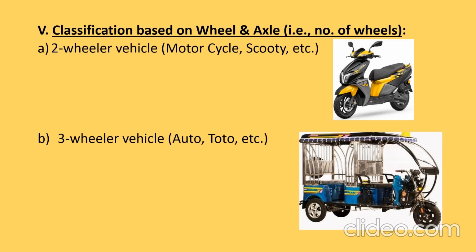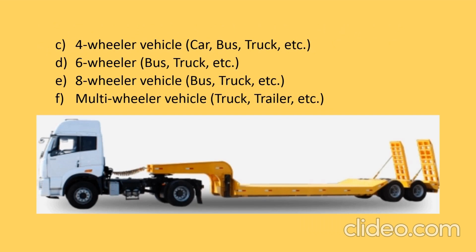Then next, the classification of vehicle based on wheel and the axle, that is the number of wheels the vehicle has. Two-wheeler vehicle like motorcycle, scooty, etc. Three-wheeler vehicle like auto, toto, etc. Four-wheeler vehicle like car, bus, truck, etc. Six-wheeler, some buses have 6 wheels, some trucks have 6 wheels. 8-wheeler vehicle, like some buses have 8 wheels, some trucks have 8 wheels, and multi-wheeler vehicle like truck and trailer.